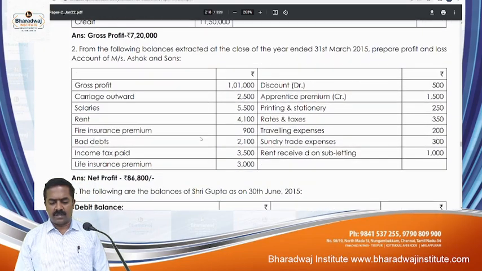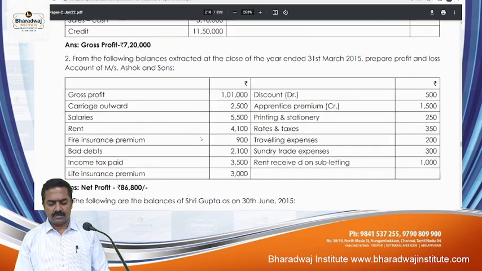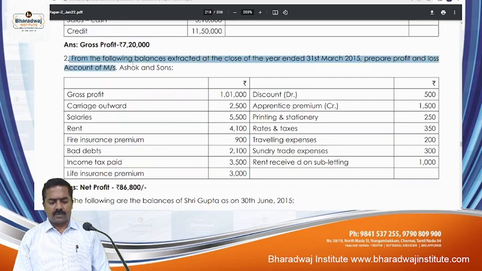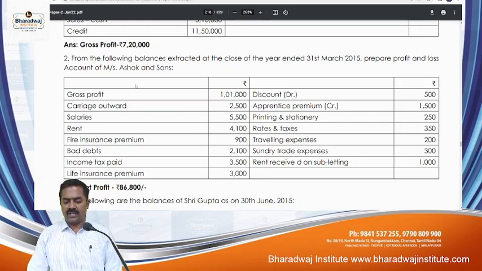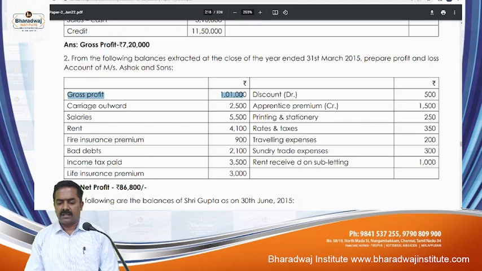Next question, question number 2. From the following balances extracted at the close of the year 31st March 2005, prepare which account? P&L account they have given. Okay, gross profit is a credit item. Then, can you find any other credit item?